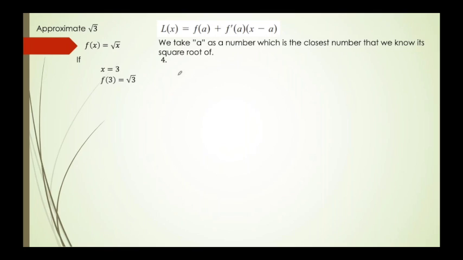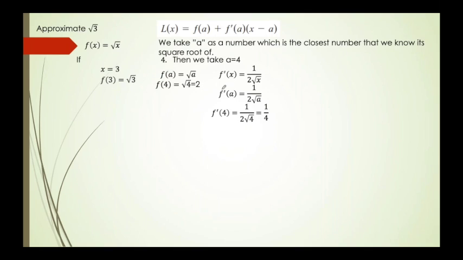Therefore, we will take a equals 4. Next, we need to find f of a, which will be square root of a, which is f of 4 equals 2. Next, we need to find the derivative of the function.